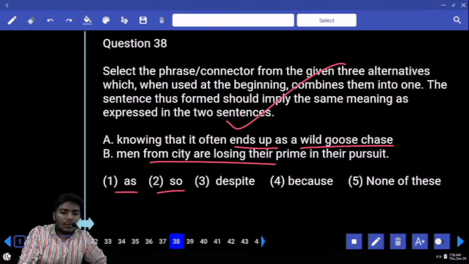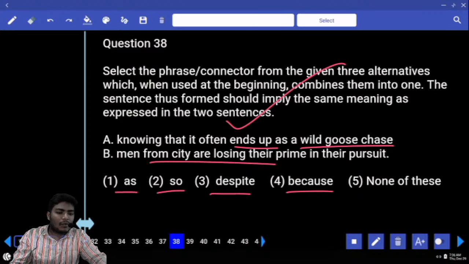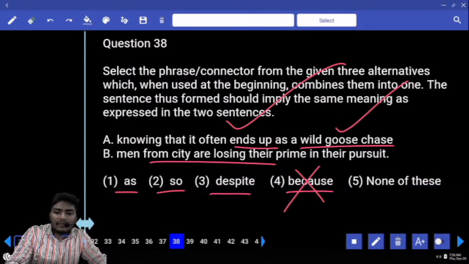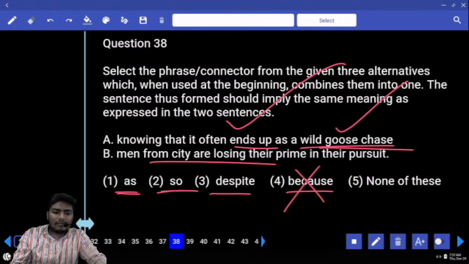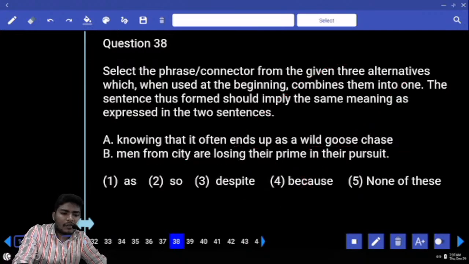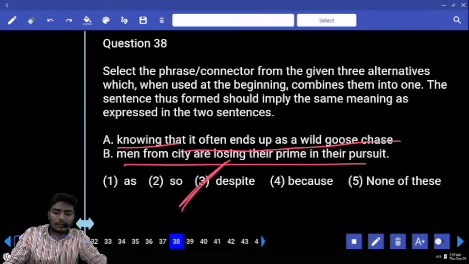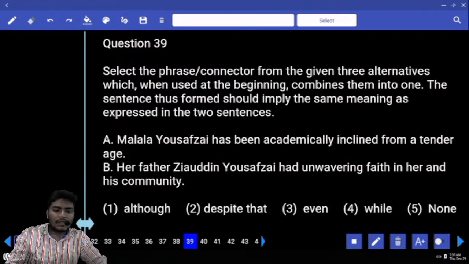Now as, so, despite, because, what can we use? Because shows the reason, we cannot use it, keep it aside. Knowing that it often ends up as a wild goose chase, as men from city are losing their prime, so the men from city are losing their prime, despite men from city are losing their prime. What can we use? Can you tell me? Or you have to go with the beginning pair. Is there any possibility to use something in the beginning? As knowing, so knowing, despite knowing, because knowing. What word connects with knowing? Despite. Despite knowing that it often ends up as a wild goose chase, men from city are losing their prime in their pursuit.